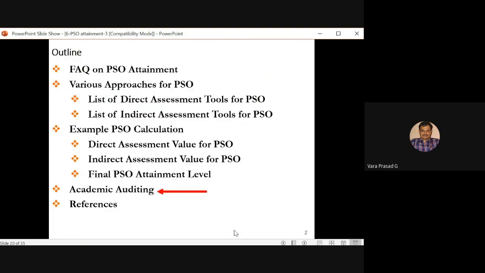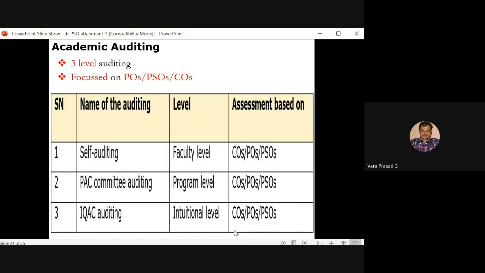Now I'm talking about the academic audit. How do you do that? Calculating the PSO attainment and PO attainment is very simple. But academic auditing plays a major role in improving the quality of your program. No doubt. When you say academic auditing, there are three levels of auditing done by every institution. In most top institutions, generally they do three levels of auditing.